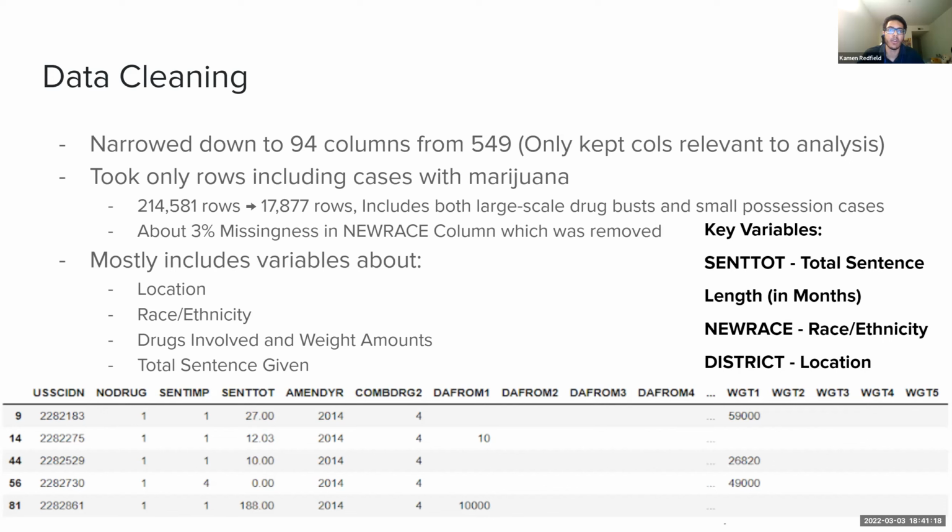In the data frame shown below, you'll see a lot of variables, many of which we don't end up using in our analysis, but stuff that we would look into if we continued our project. For example, the DA from 1 to 3 columns and the WGT 1, 2, 3, 4, etc. columns. These all correspond to the weight and types of drugs, things like that. And the key variables I listed on the right side, which are sentence total, length in months, the new race column, and the district column.